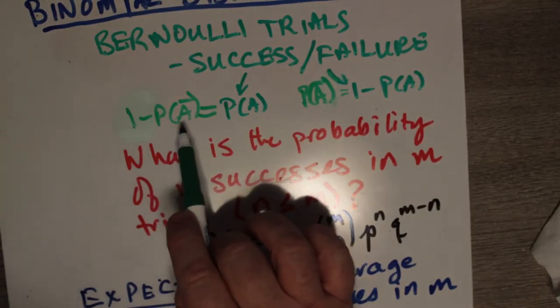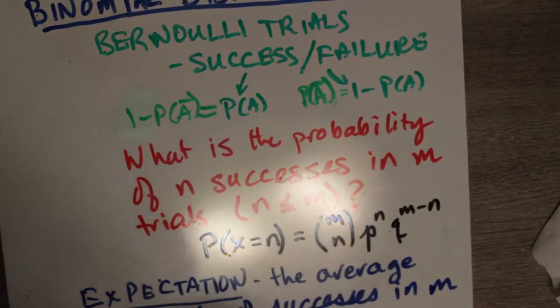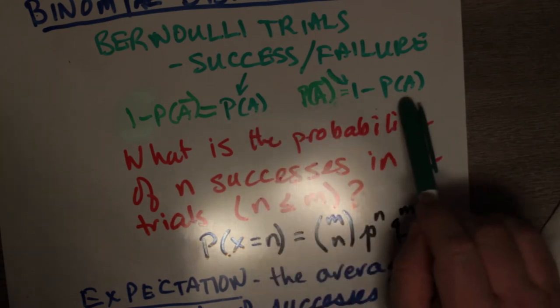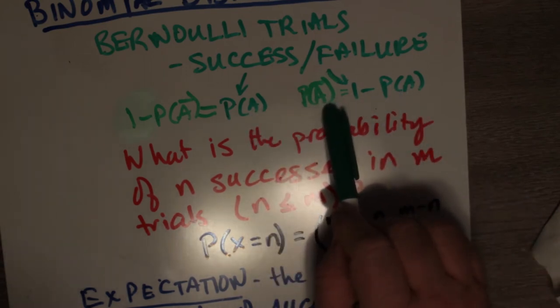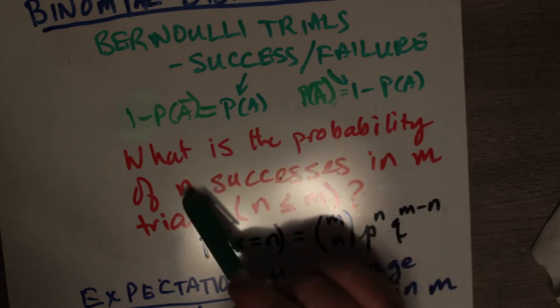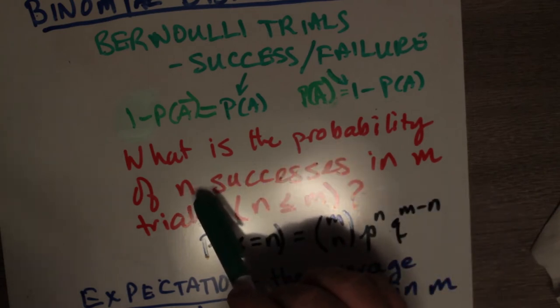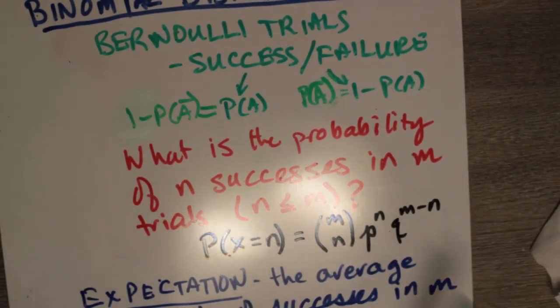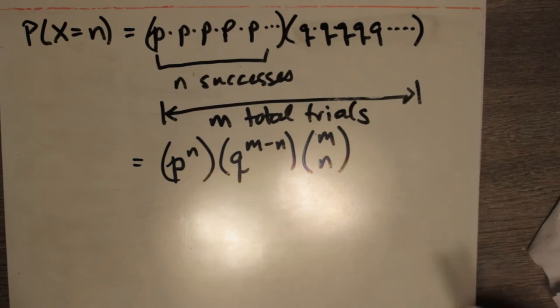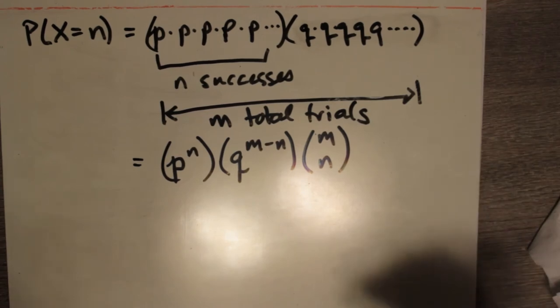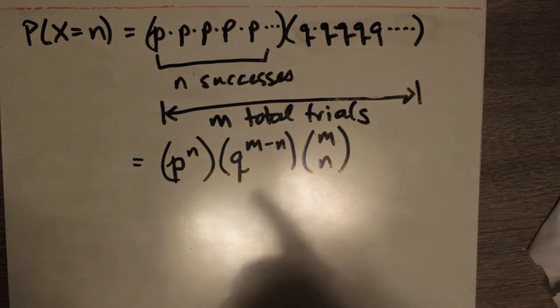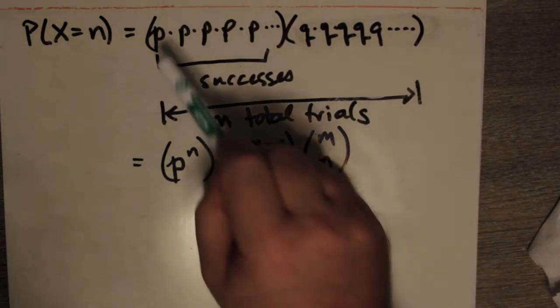1 minus the probability of failure is the probability of success, or the probability of failure is 1 minus the probability of success. The probability of rolling a 3 is 1 over 6. The probability of not rolling a 3 is 5 over 6 for a die. But what is the probability of rolling, say, 5 threes in 10 trials? All right, we can liken the probability of rolling, say, 5 values of 3 in 10 trials like this.